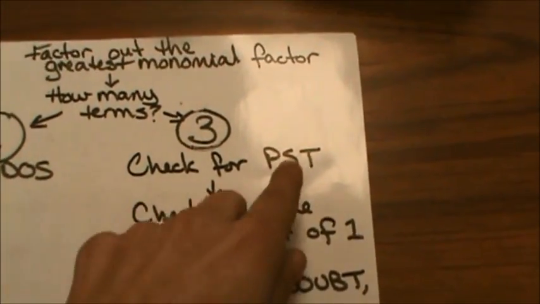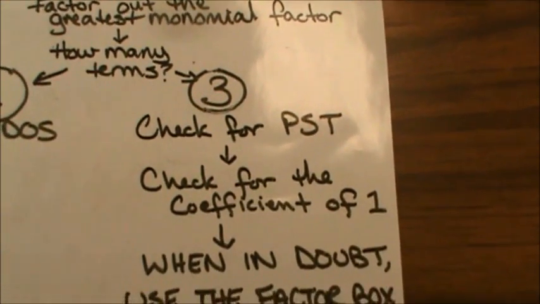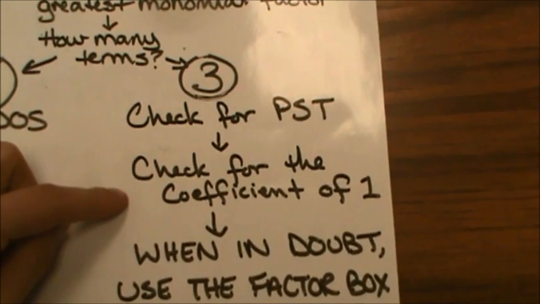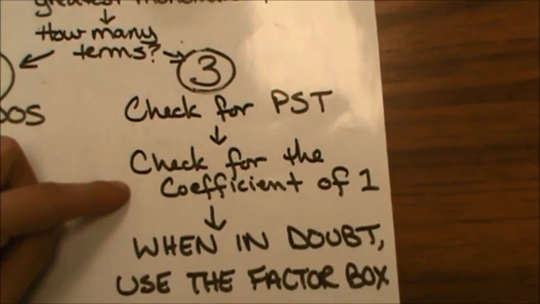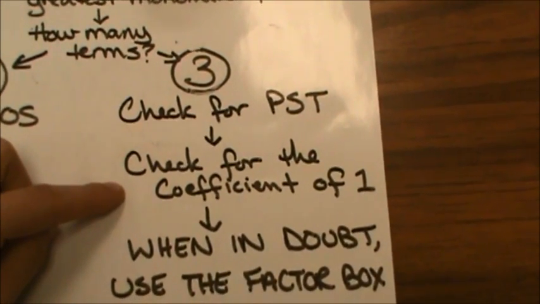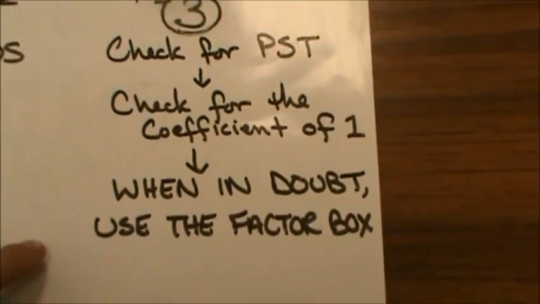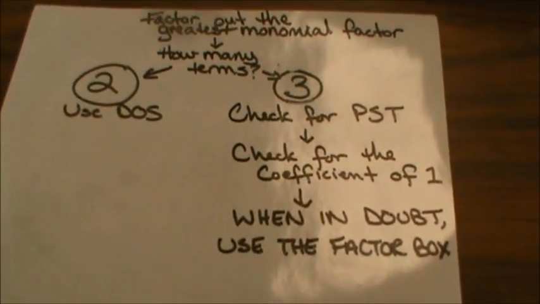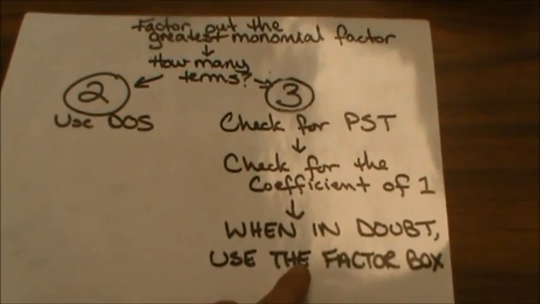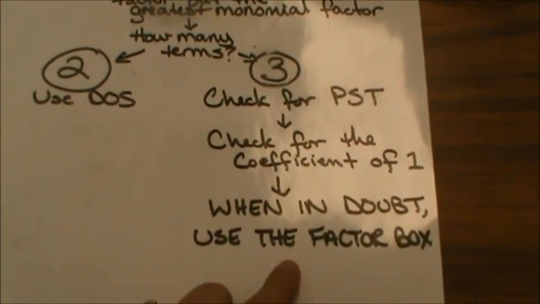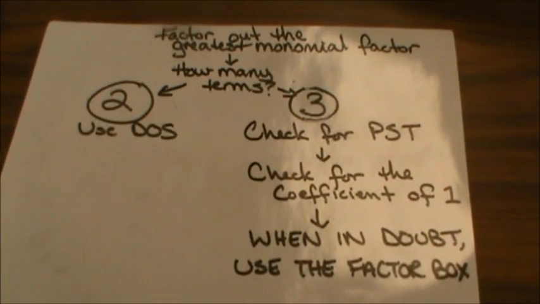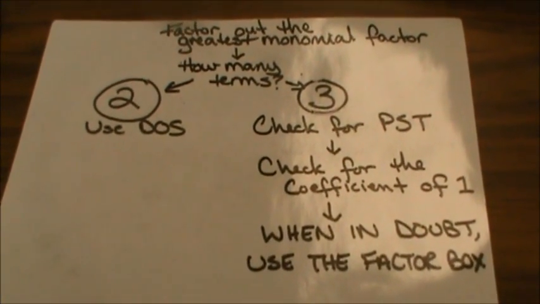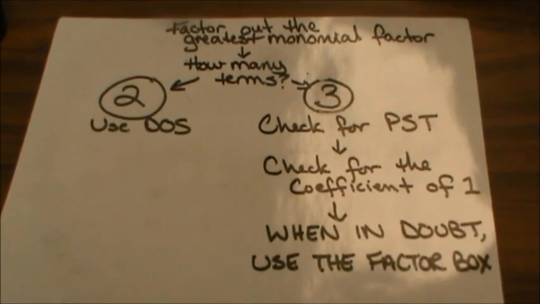You might want to check if it's a perfect square trinomial. If not, check if the coefficient is 1. If it is, you can factor it using just the multiplies to and adds to rule. When in doubt, if it's none of the 3 above, put it in a factor box. The nice thing about all of these problems, if you are not sure, the factor box will always work. This would be an excellent chart to have in your notes for class tomorrow.